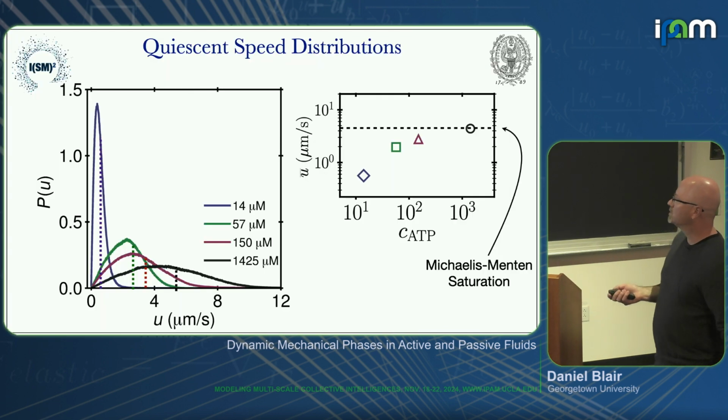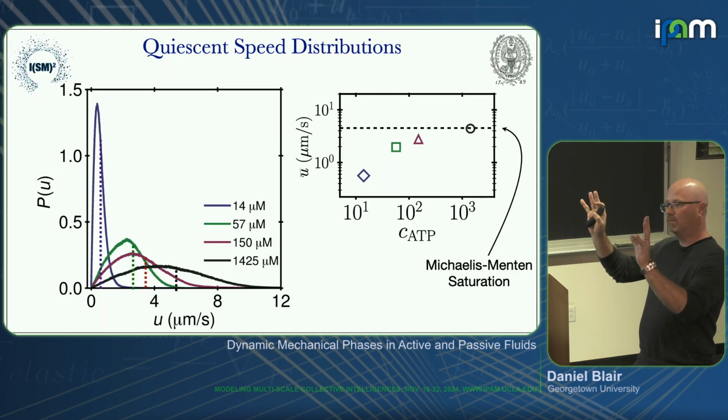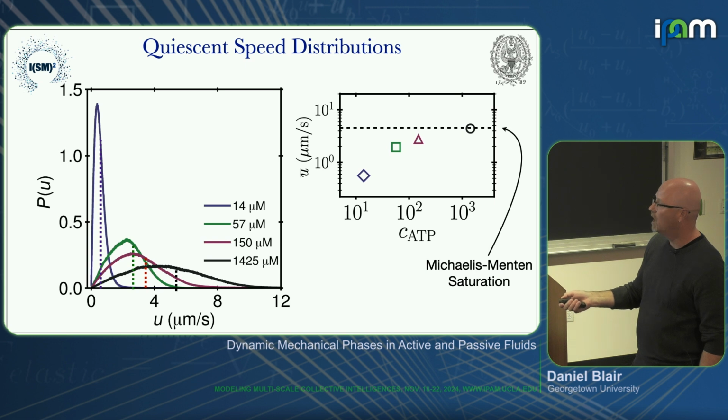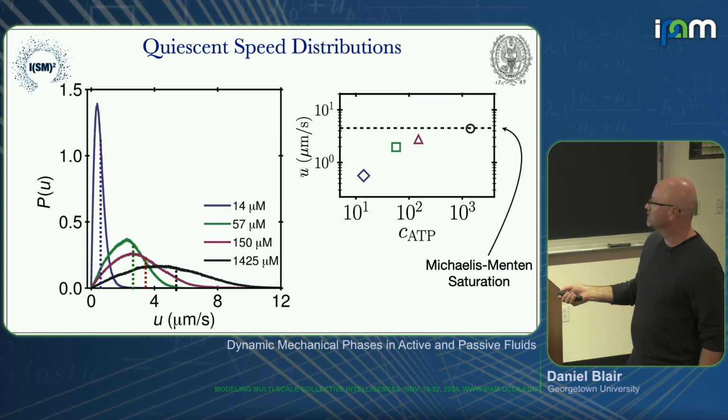Okay, so let's talk about the microscopic flows really quickly. So no applied shear, quiescent state. This is just looking at it and measuring the velocity. These are the velocity distributions. You can take the means of these as a function of our one knob, which is just the rate at which things turn over. And in fact, you see that there's a Michaelis-Menten saturation limit, which is from biology, of course.